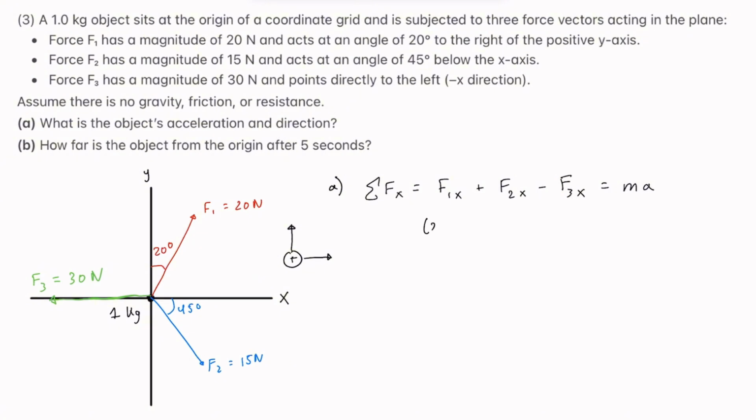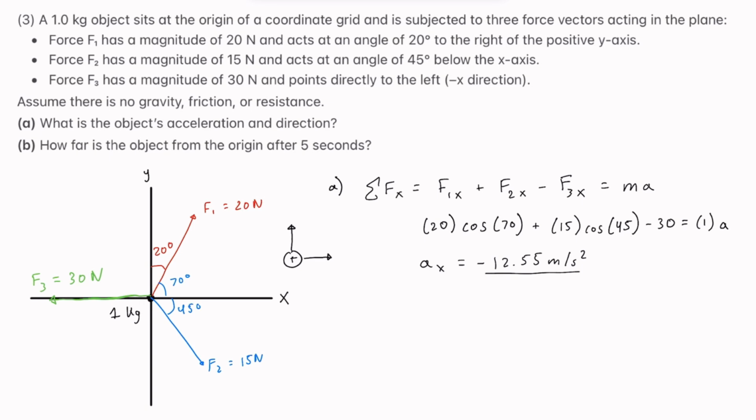F1x is its magnitude 20 times cosine of 70. If we draw out the complement angle, we can see that 90 minus 20 is 70 degrees above the x-axis. We'll add it to the magnitude of F2, which is 15 newtons, times cosine of 45, and finally we'll subtract 30 since F3 acts directly left, and we'll set this equal to the mass, which is 1 kilogram, times a. Simplifying this, we get ax is equal to negative 12.55 meters per second squared.